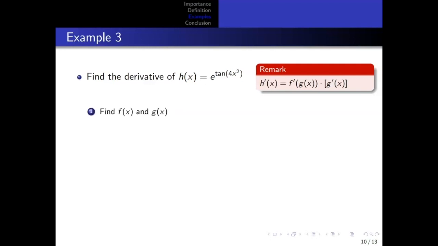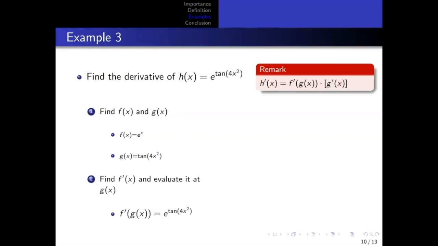Just like our first problem, we need to find f of x and g of x, which are f of x equals e to the x and g of x equals tangent of 4x squared. Next, we will find f prime of x and evaluate it at g of x. We know that the derivative of e to the x is just e to the x, so f prime of g of x equals e to the tangent of 4x squared.